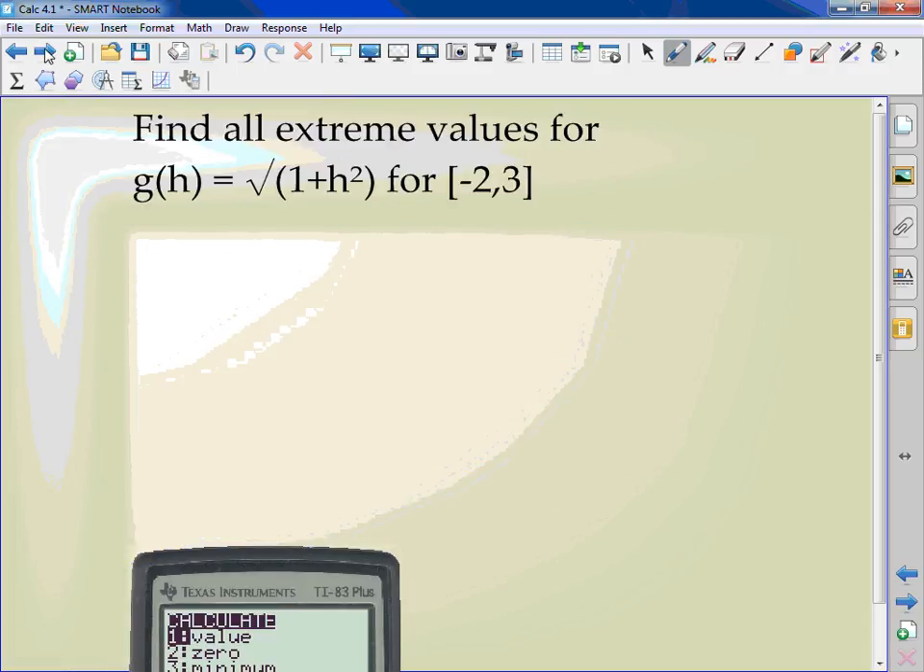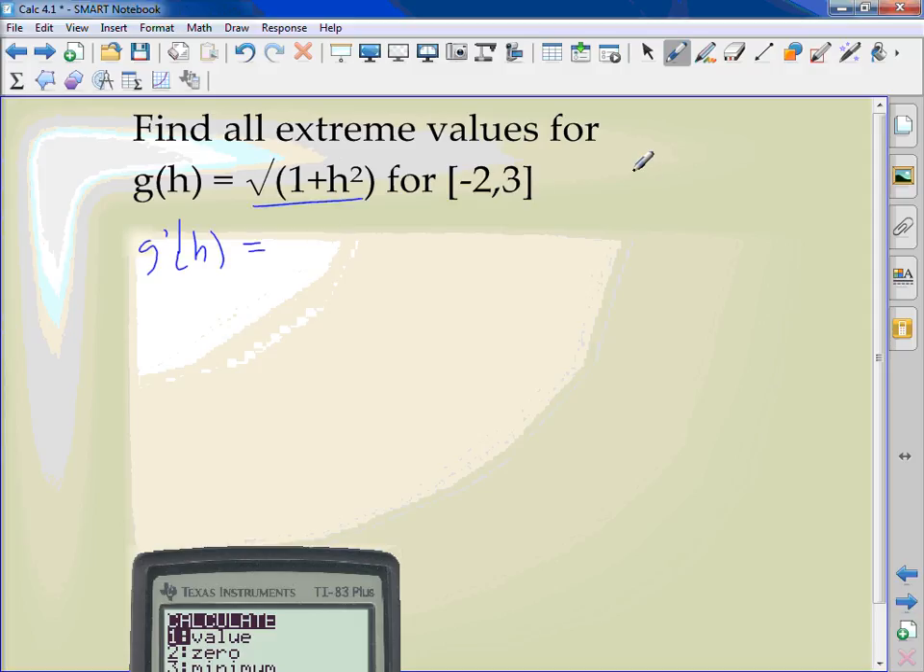Try this one. I have got to find the extreme values for g of h equals the square root of 1 plus h squared, and I'm looking on the interval of -2 to 3. First thing I need to do, take the derivative. So g prime of h.